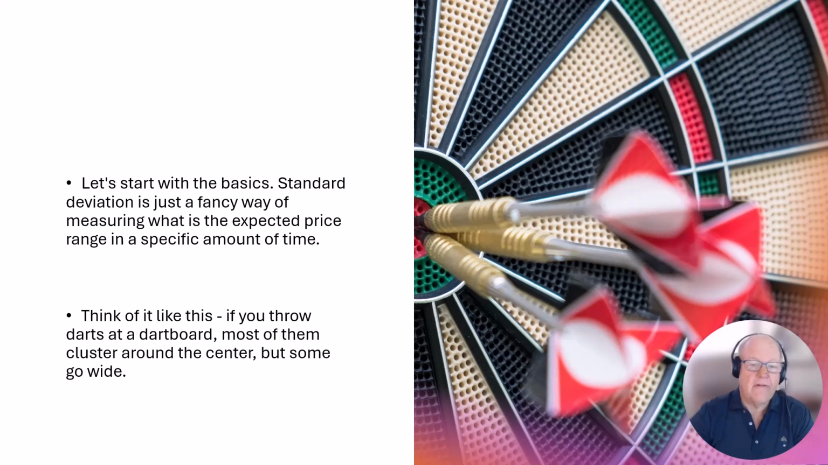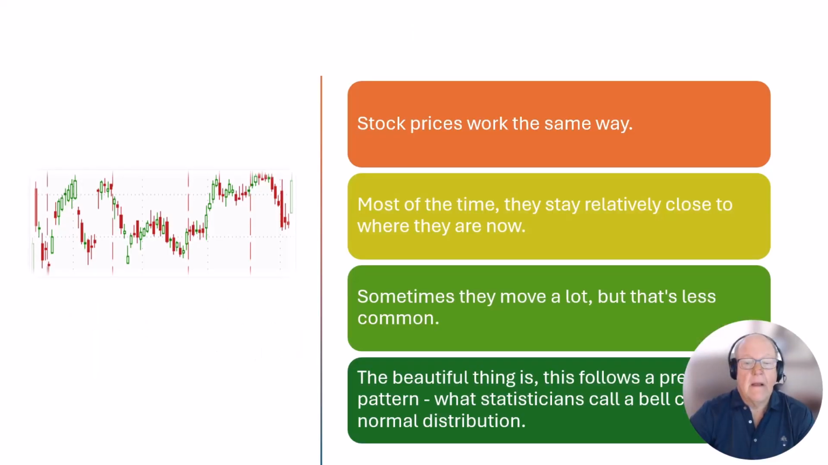Let's start with the basics. Standard deviation is just a fancy way of measuring what is the expected price range in a specific amount of time. Think of it like this. You throw a bunch of darts at a dartboard. Most of them are going to cluster around the center, but some are going to go wide. Stock prices work the same way. Most of the time they stay relatively close to the range that is expected, but sometimes they move a lot, but that's a lot less common. The beautiful thing is this follows a predictive pattern, what statisticians call a bell curve or a normal distribution curve.